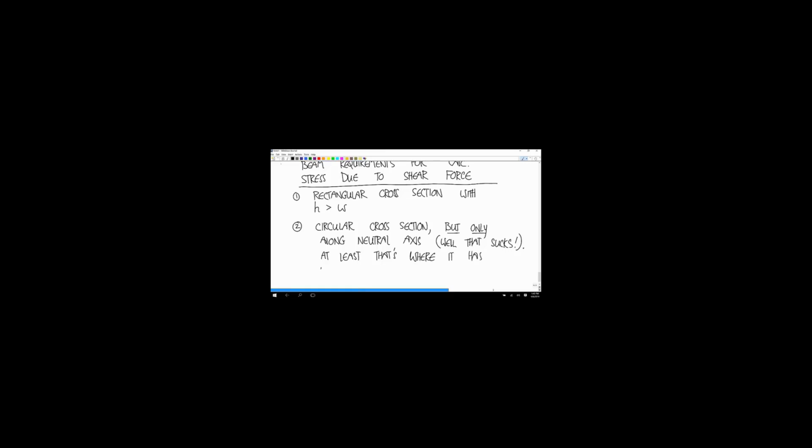That's where it has the greatest absolute value. Okay, so notice what's happening here. We didn't have any restrictions on the stresses we could calculate due to tension compression. But for the bending moment, we had some pretty strict requirements. And now for shear force, we have some strict requirements.